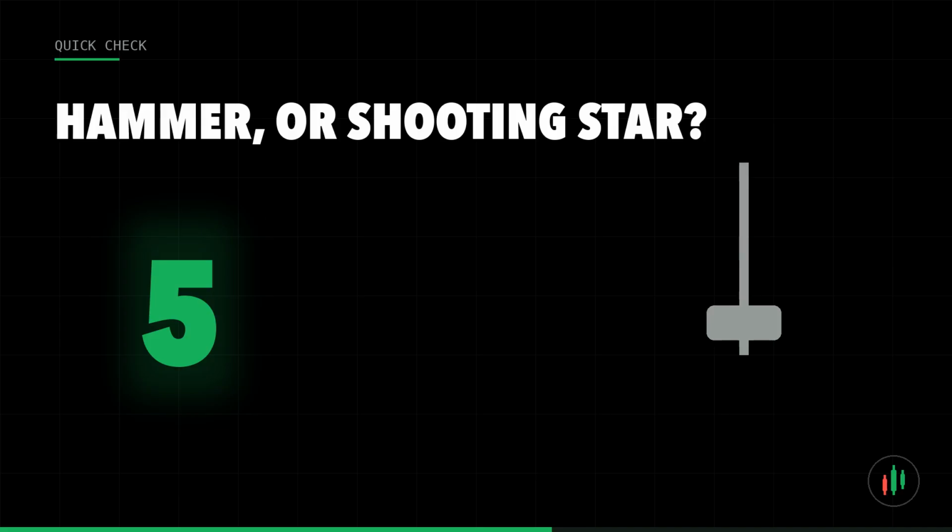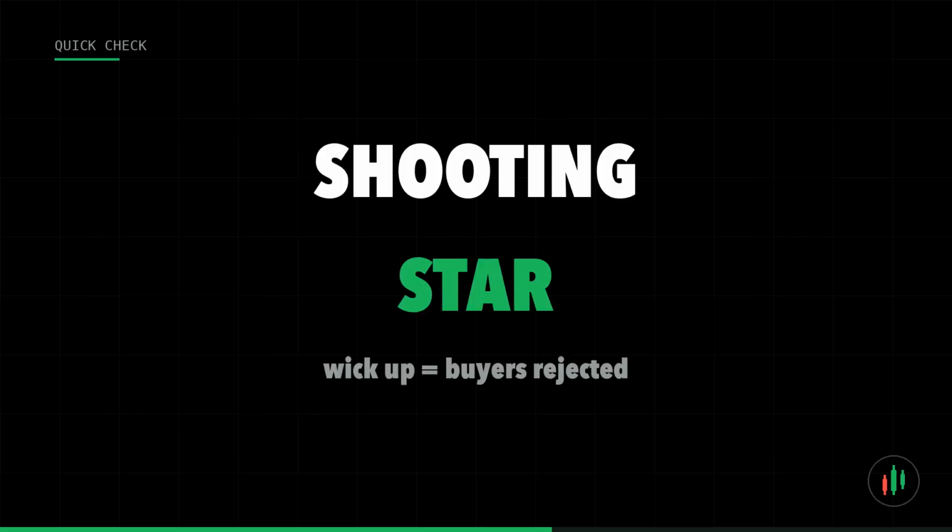Quick check: a candle prints with a small body down at the bottom and a long wick sticking up above it, twice the length of the body. Buyers pushed, sellers slammed it back. Is that a hammer or a shooting star? 5 seconds. It is a shooting star. Long wick up means buyers got rejected, so it leans bearish.